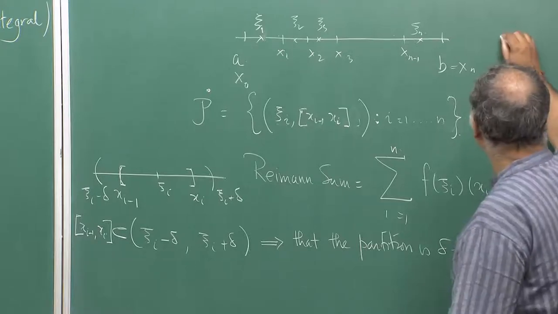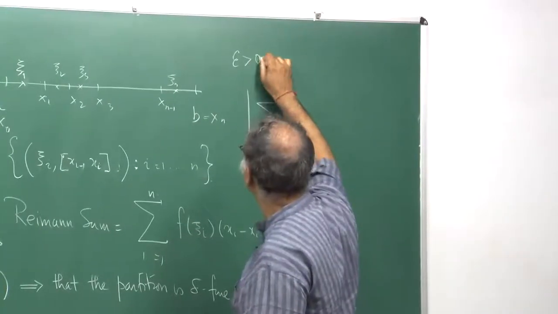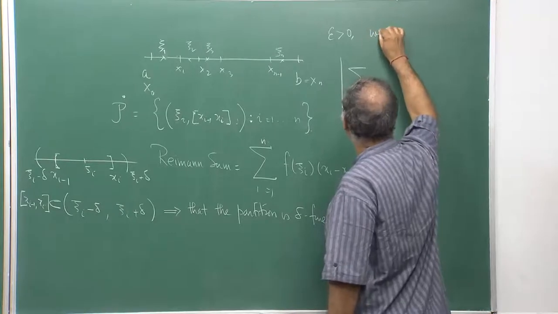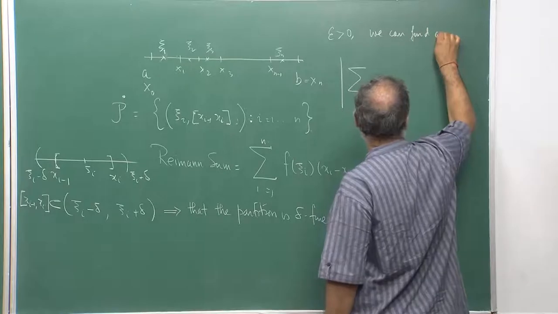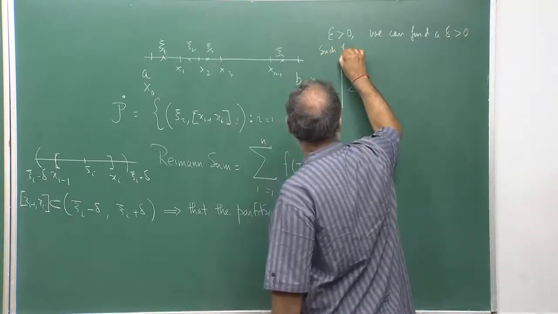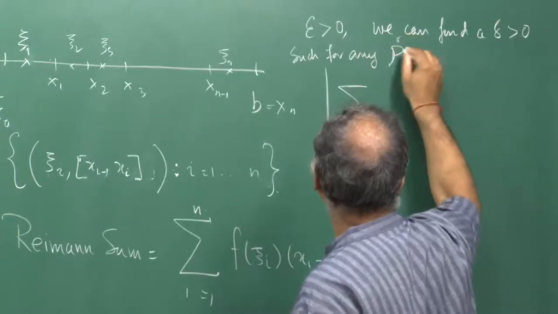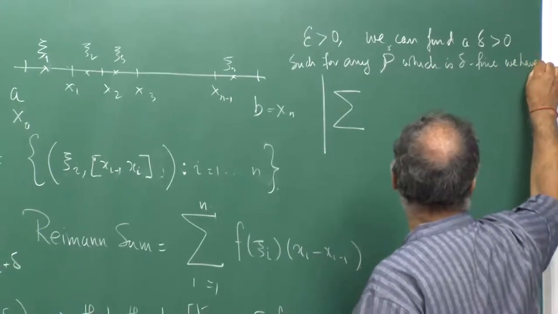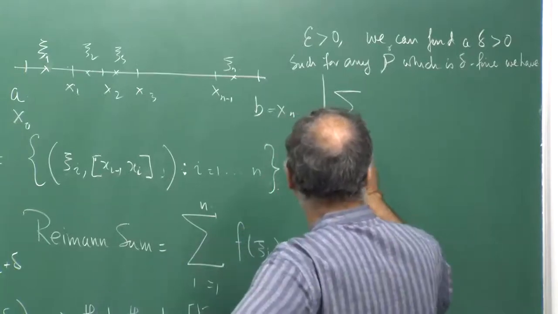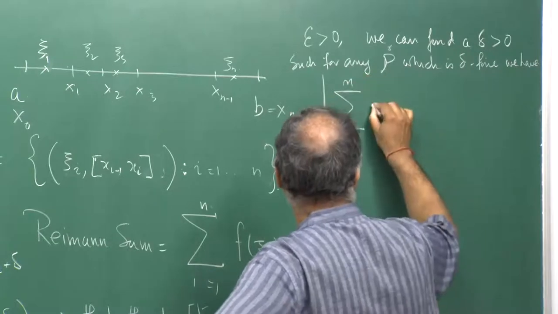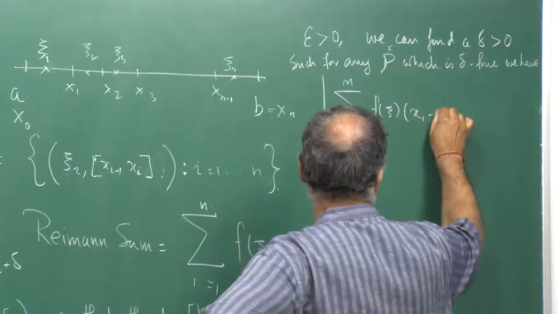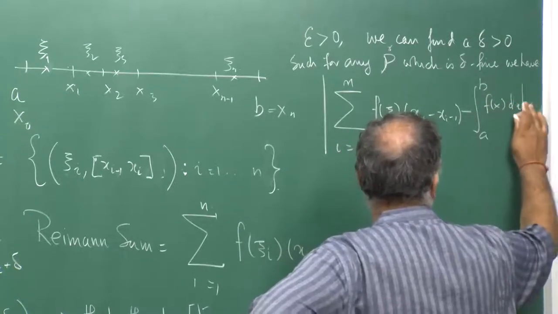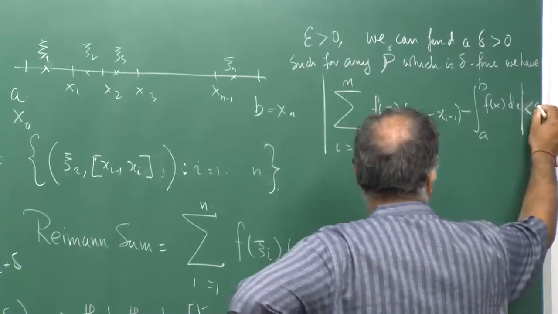So, what is a Riemann integral? Riemann integral simply means that given any epsilon greater than 0, given any integral, we can find a delta greater than 0 such that for any P dot, one tagged partition which is delta fine, we have, this is the definition of the limit actually. That limiting definition is written in terms of this delta fine partition. This is less than epsilon.